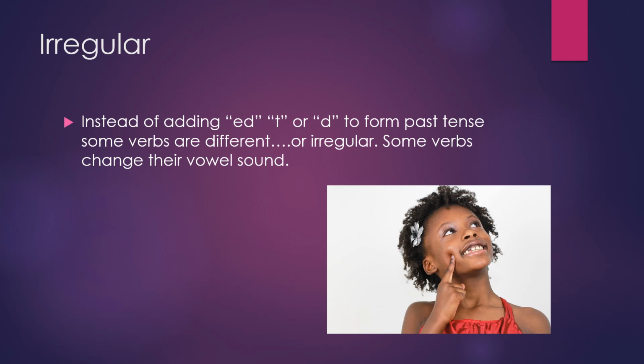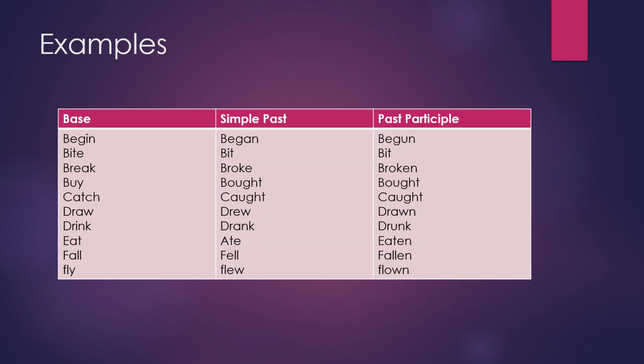So instead of adding ed, t, or d to form the past tense, some verbs are different, or we would say they are irregular. So they change the vowel sound. Can you think of any such words? Here are some wonderful examples.